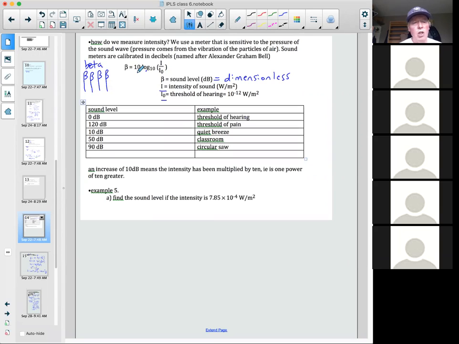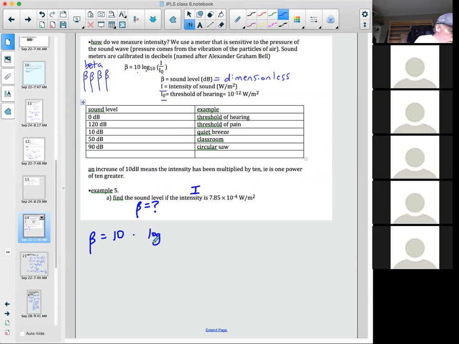Logarithms, maybe it's been a while since you've done them, so let's review the mathematics of logarithms in this example 5, which starts at the bottom of page 100. We're going to find the sound level given an intensity. Let's practice our definitions and our labeling. Finding the sound level, that's beta that we're looking for. This is the intensity I in units of watts per square meter. We don't have a lot of room, but this is a quick calculation.